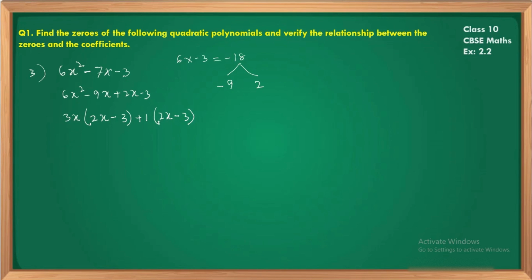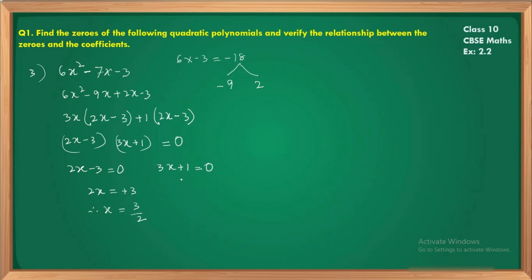Further, in these two terms you have 2x minus 3 as common, and 3x plus 1 to be written this way, and this is equal to 0. 2x minus 3 can be equal to 0, or 3x plus 1 will be equal to 0. In this case, 2x is equal to plus 3, therefore the x value is 3 by 2.